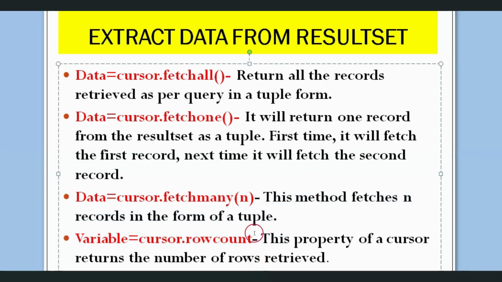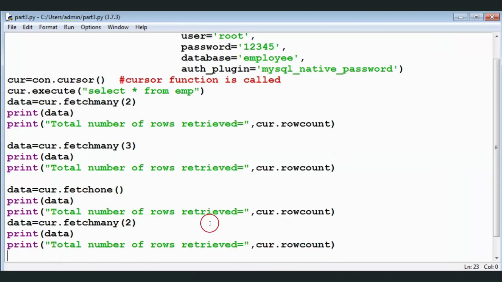Understand? So the next one is the variable. The variable is equal to cursor.rowcount. This is a property of a cursor that returns the number of rows retrieved. Okay, that is what we have done here in all the print functions, cursor.rowcount. Hope you all understand the video.